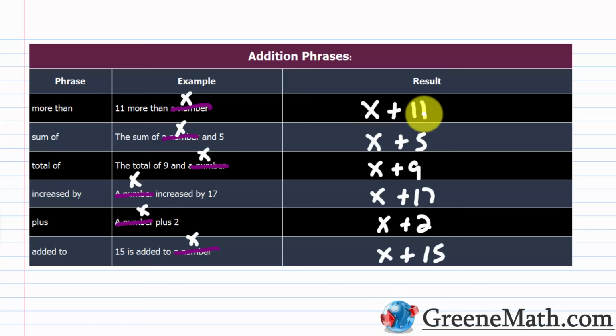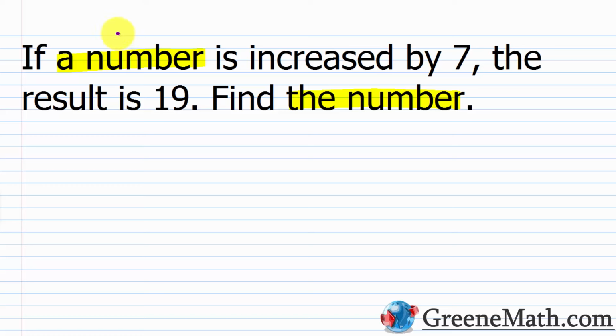Let's look at an example of some addition phrases. We have this sample problem here. If a number is increased by 7, the result is 19. Find the number. Again, if I see something like a number, or the number, I'm just going to replace it with a variable. I'm going to use x, but again, you can use whatever you want. I'm just going to put that in each place. And down here, I can even specify that I'm going to let my variable x be equal to the unknown number.